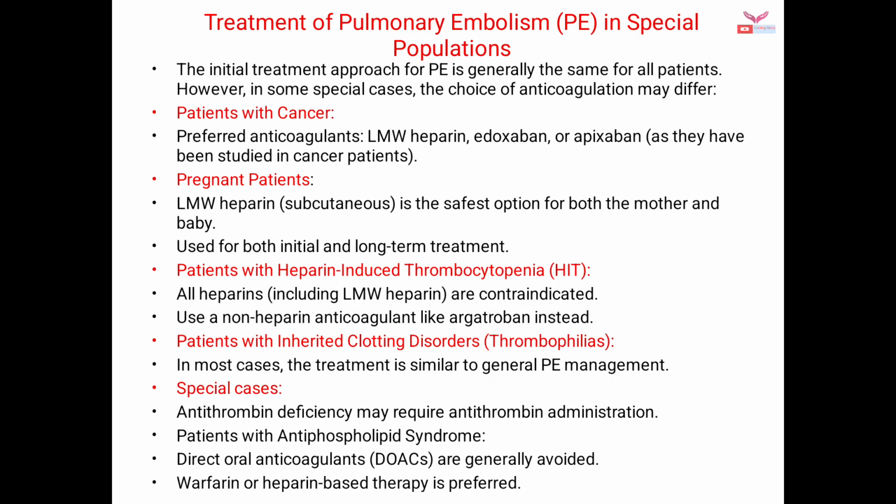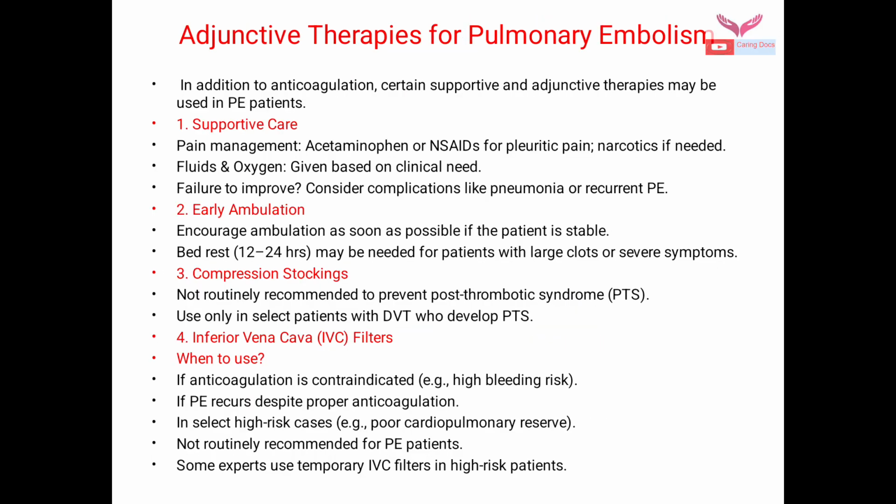Patient with heparin-induced thrombocytopenia, all heparin including low molecular weight heparin, they are contraindicated. We should use a non-heparin anticoagulant like argatroban instead. Patient with inherited clotting disorders like thrombophilias, in most cases treatment is similar to general pulmonary embolism management. So special cases like antithrombin deficiency may require antithrombin administration. Patient with antiphospholipid syndrome, here the direct oral anticoagulants are generally avoided. Warfarin or heparin based therapy is preferred.